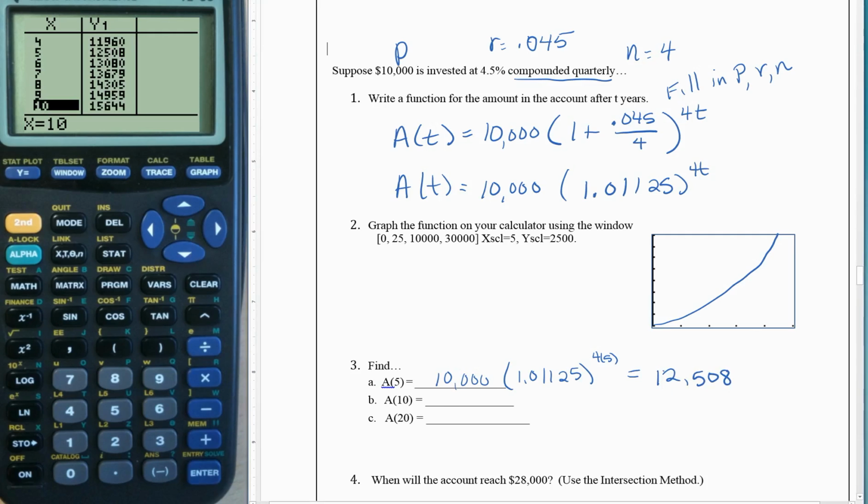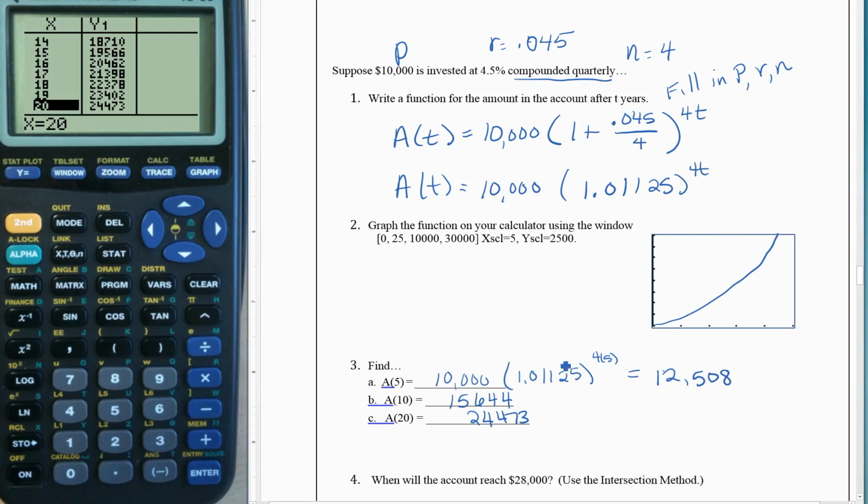Okay, A of 10 would be how much we have in our account after 10 years, and we see that that's 15,644. And 20, so we want to go down to 20. We would have $24,473. Okay, so in 20 years, we've more than doubled the initial investment.